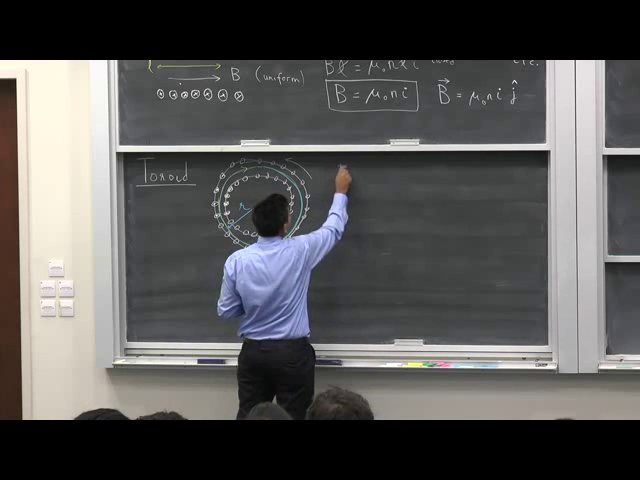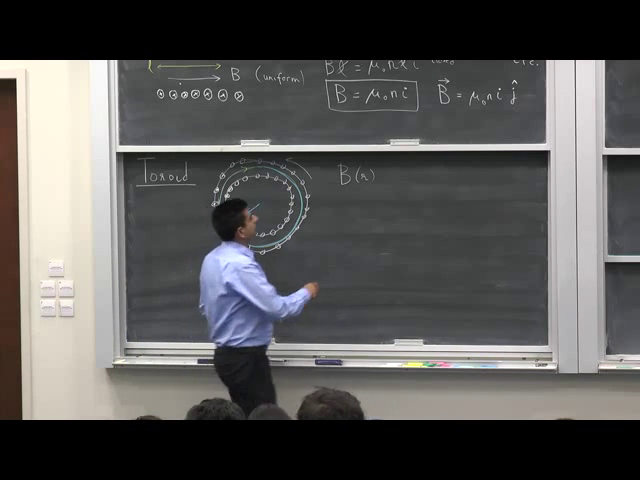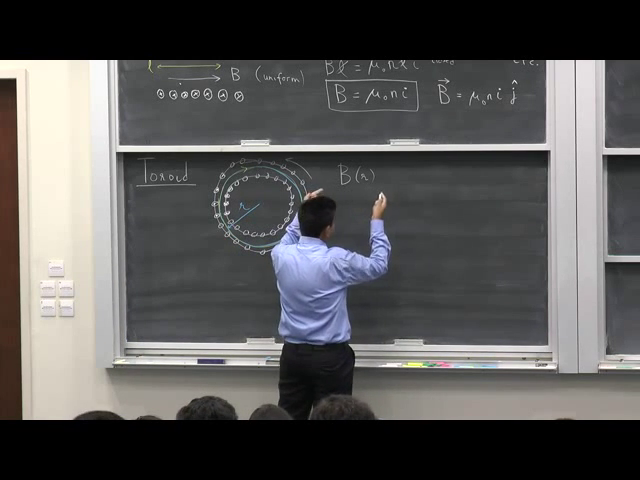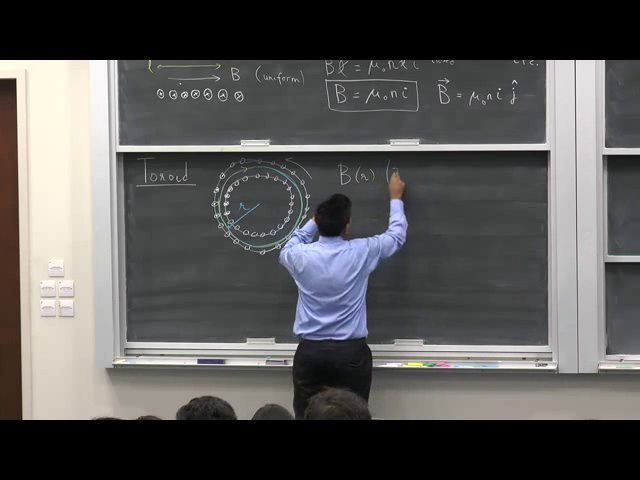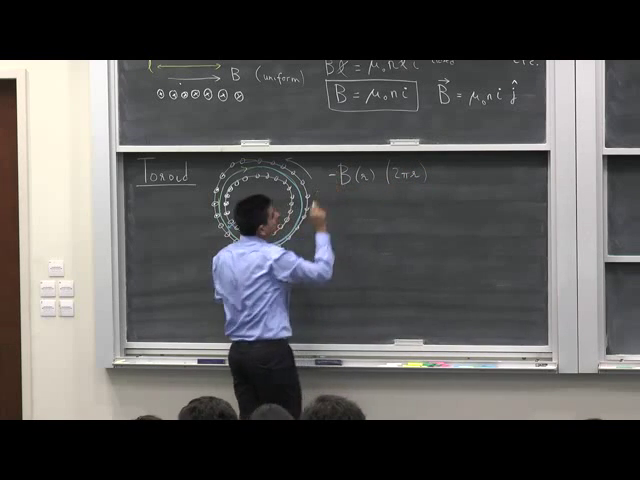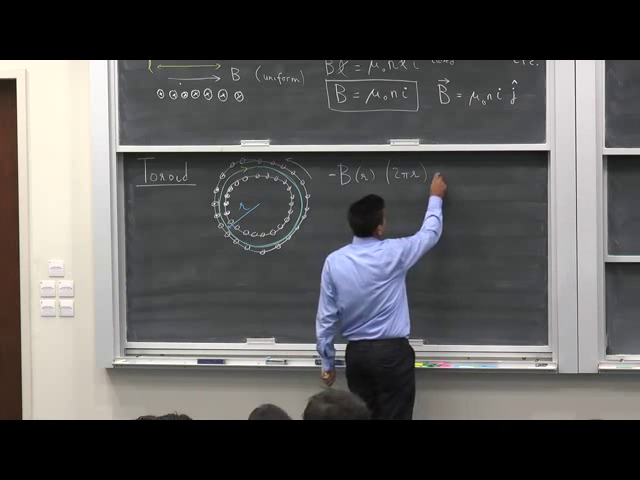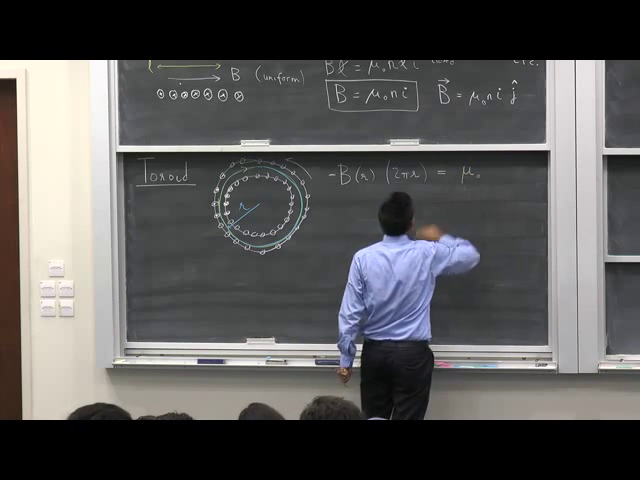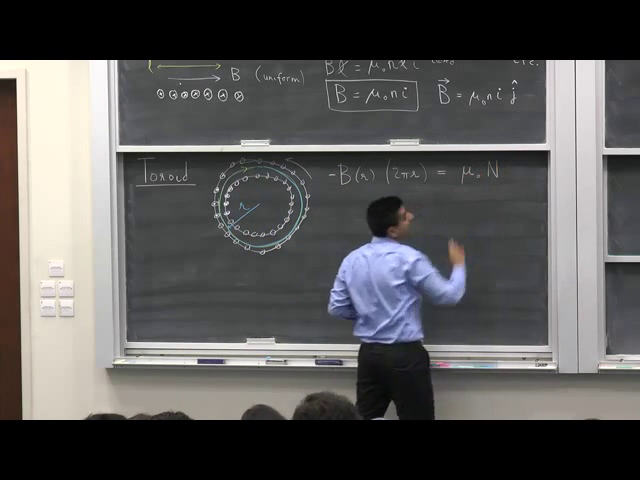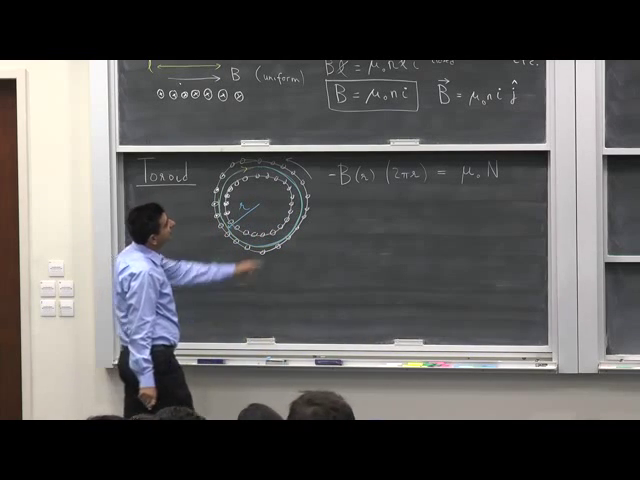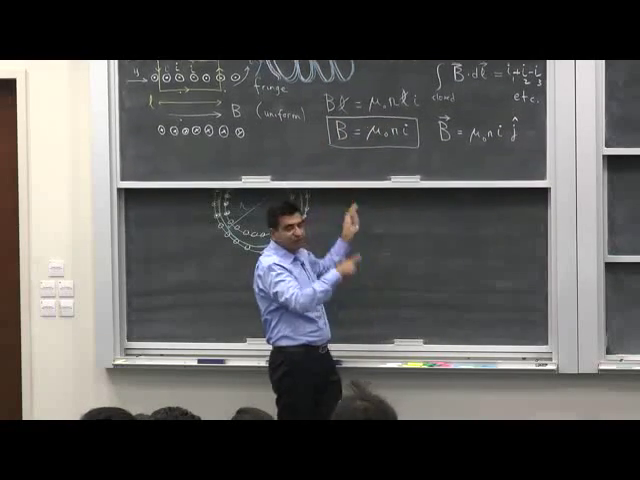So I have B at a distance r, multiplied by dot dl. I multiply this with dl and then I integrate, so I get 2 pi r, but I also get a minus sign because the dot product here is negative, and this must equal mu naught, the total number of turns inside the toroid. Let's call it capital N. Okay, so this small n is the density of turns, number of turns per unit length. This capital N is the total number of turns.